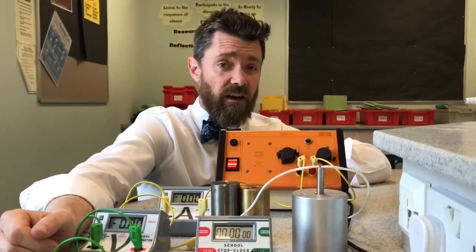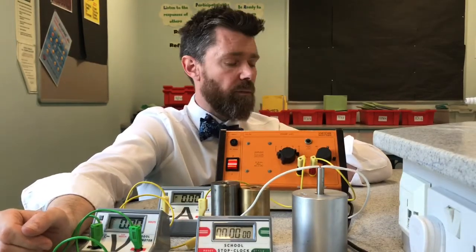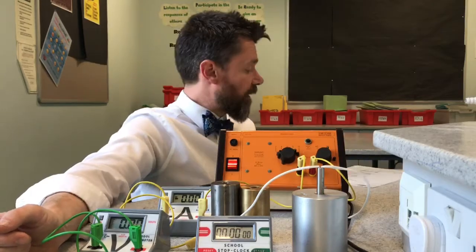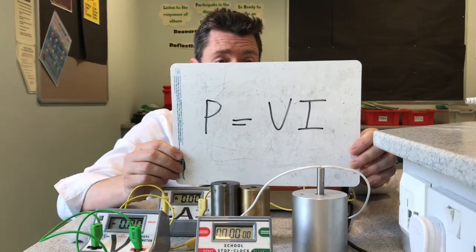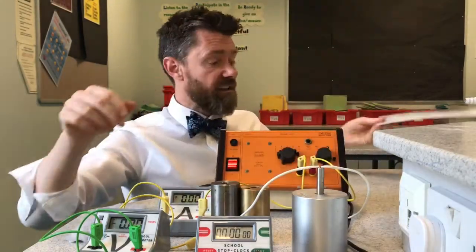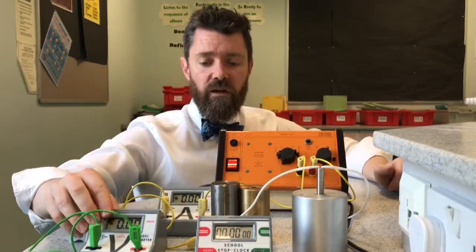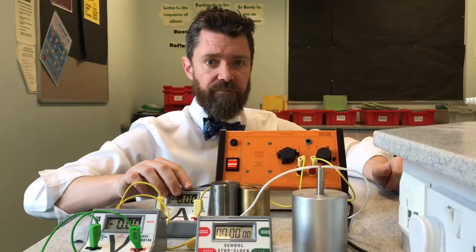One of the things that I really like about this practical is it gives us a great opportunity to revise one of the big 23 equations. P equals VI. Power is equal to potential difference multiplied by current.